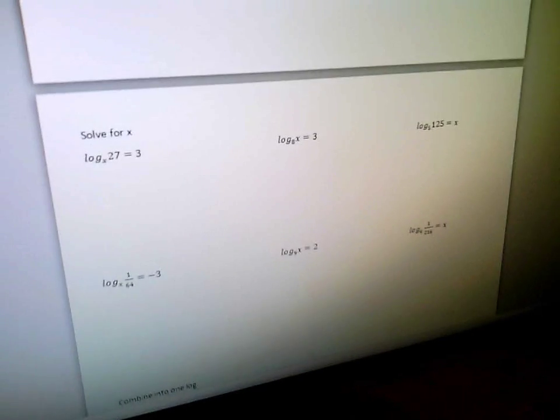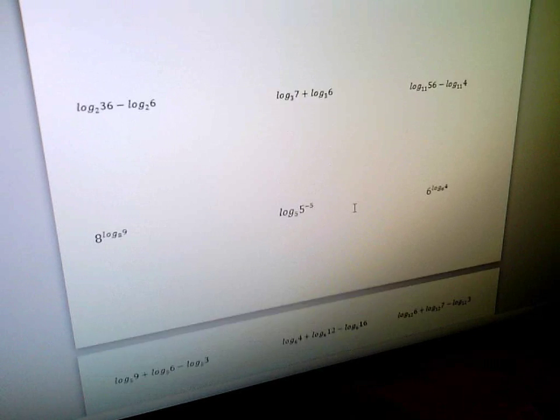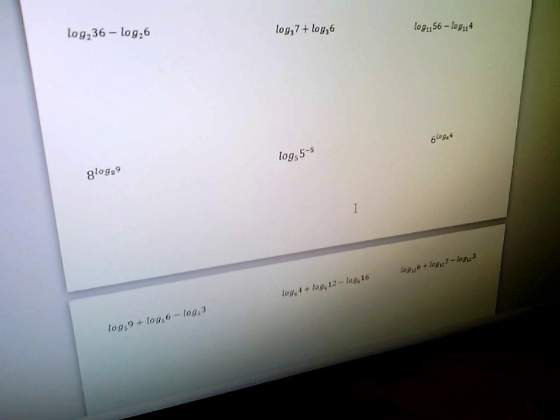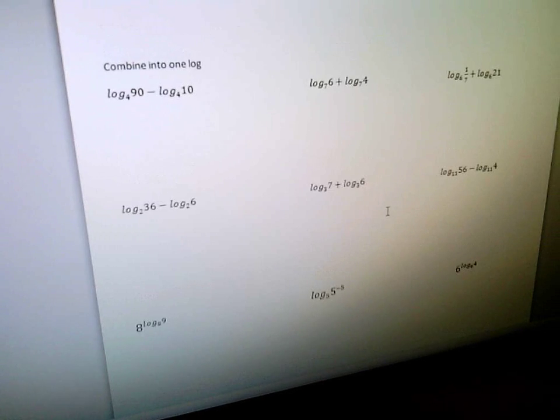Okay, so moving on. Now we're going to combine into one log. Alright? I'm only going to show you some examples of this because I'm just going to show you the rules again and have you guys go from there.